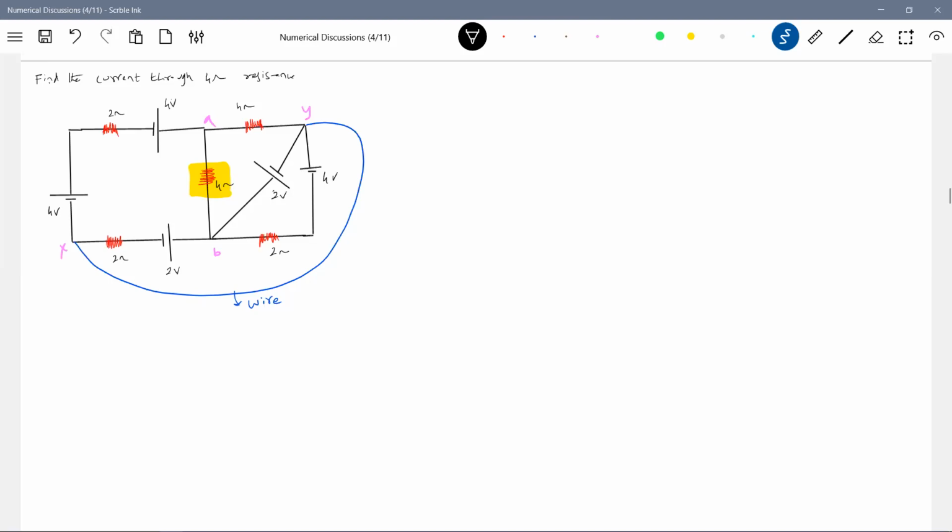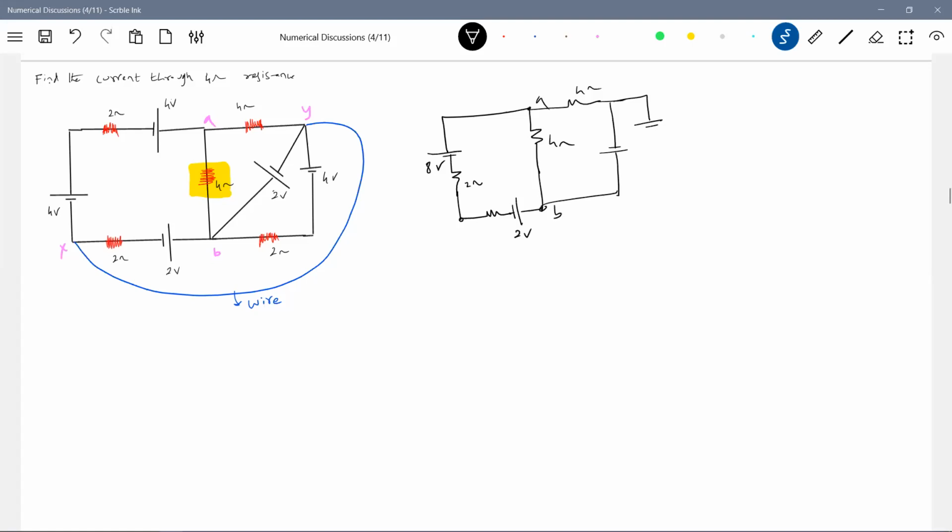So this will be 8 volt. This will be 4 ohm. This is point A, this is point B. So this will be 8 volt, 2 ohm. Then afterwards, this is 2 ohm, 2 volt. So here we have 4 ohm resistance. Then this will be 2 volt. Then this will be 4 volt.